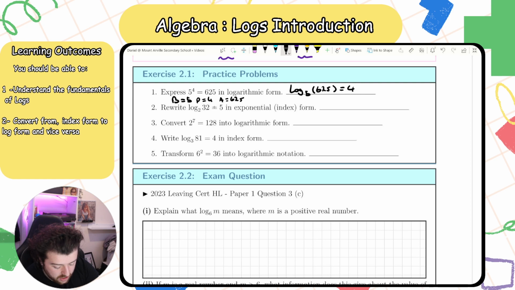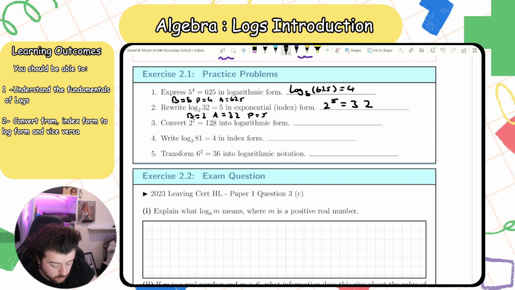Rewrite log base 2, 32 is equal to 5 in index form. So my base is 2, my answer is 32, and my power is 5. BAP. So 2 to the power of 5 equals 32.